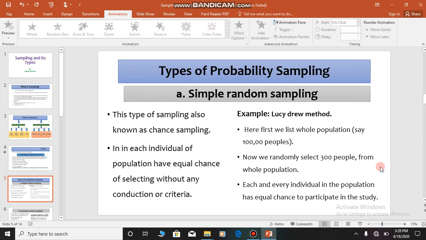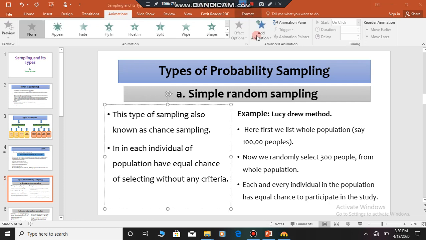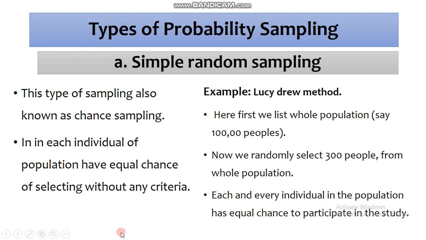In all types of probability sampling, the individuals have an equal chance to be chosen as a sample. In this type of sampling, the individuals of the population have an equal chance to be selected without any criteria or conditions. We do not apply any type of criteria or condition on the selection of such types of sample. The best example of this type of sampling is the lucky draw method.